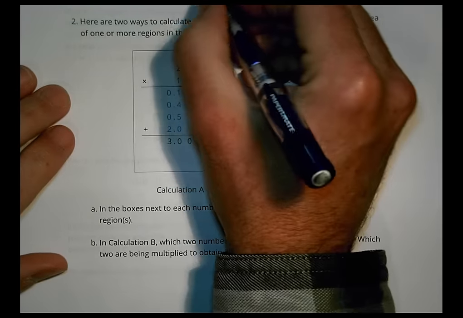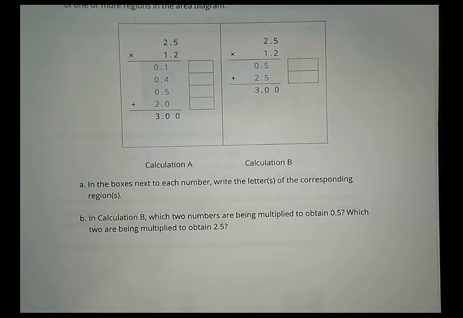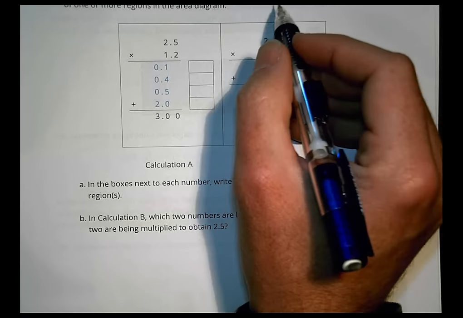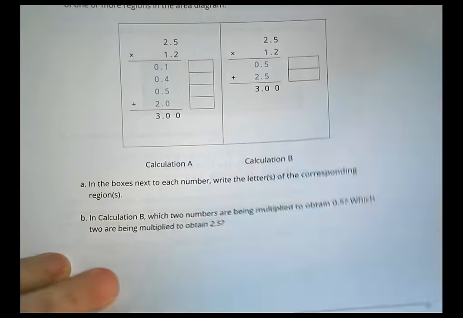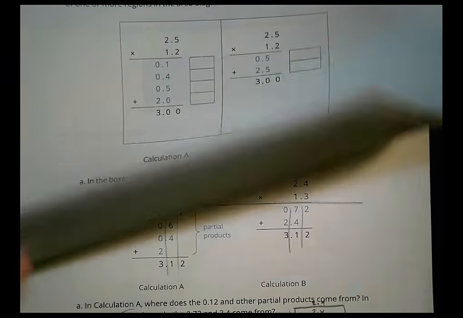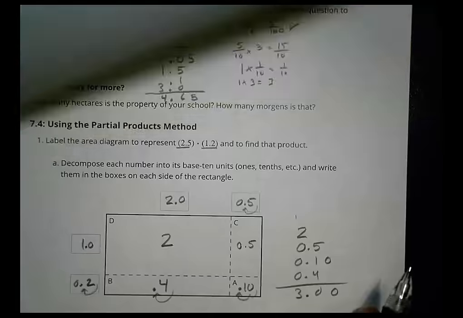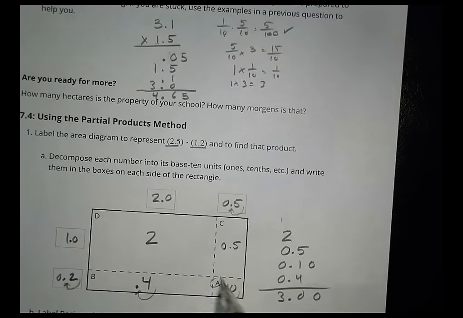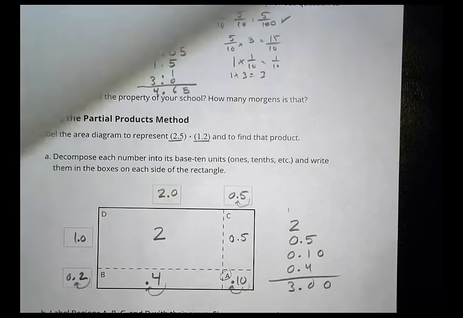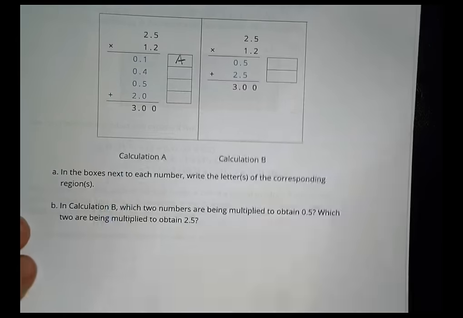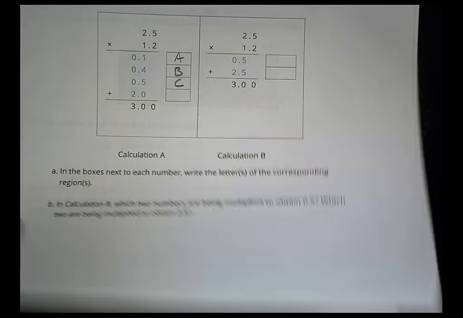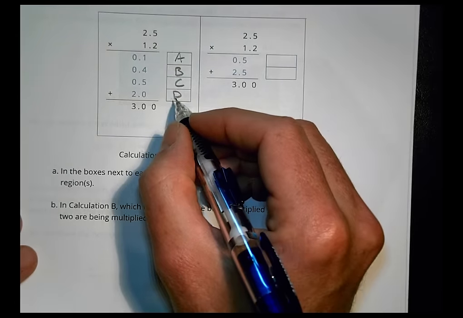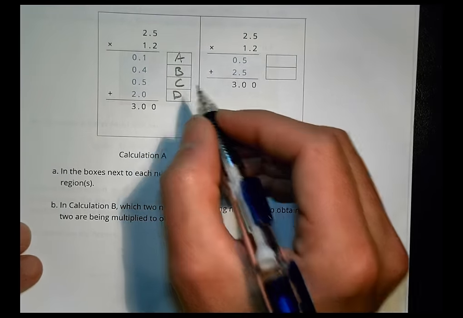All right, so 3. Number 2, here are two ways to calculate 2.5 times 1.2. Each number with a box gives the area of one or more regions in the area diagram. So where was our 0.1? What area was that in? We look back at our picture. And the 0.1 is over here in A. 0.4 is right here in region B. 0.5 is here in region C. And then D is our last region right there, that one. Okay, A, B, C, and D.